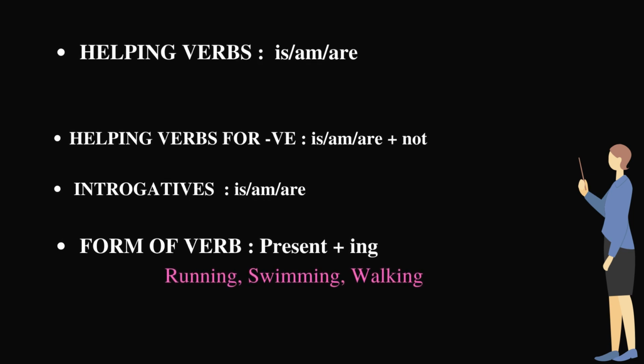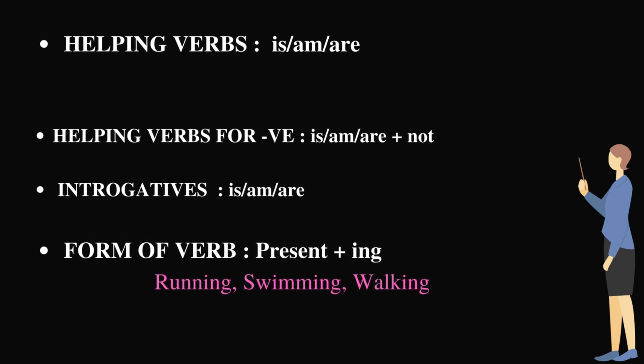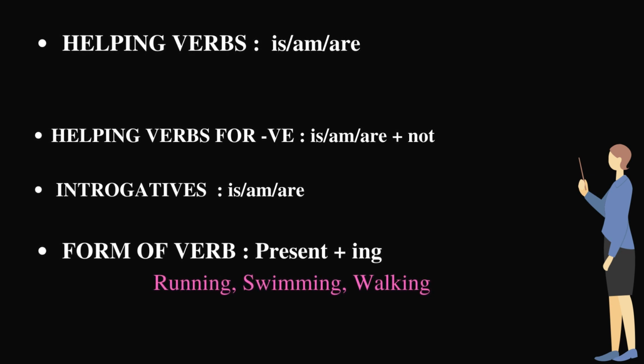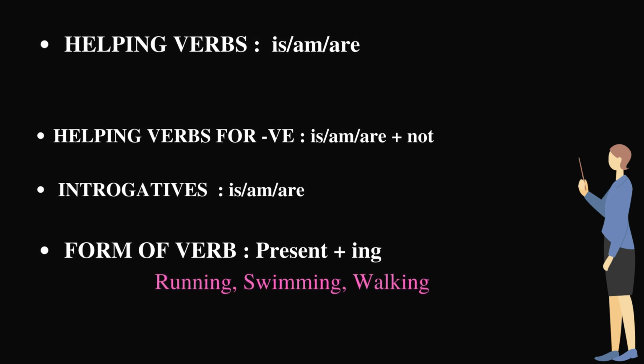Now let's discuss some important points related to sentence structure of present continuous tense. When we have present continuous tense, the helping verbs used are is, am, or are. The use of these helping verbs depends upon the first person being singular or plural. This is discussed in detail later in this lesson.